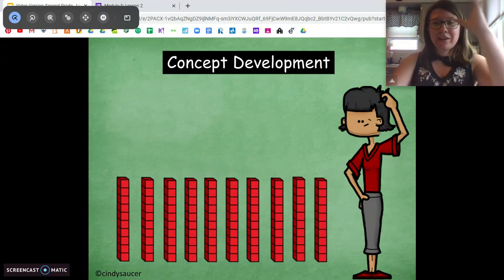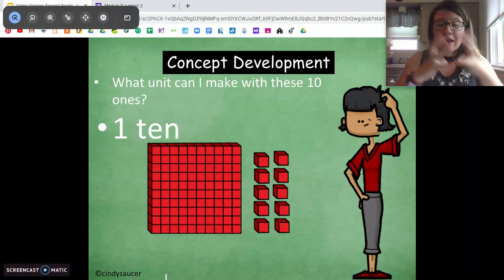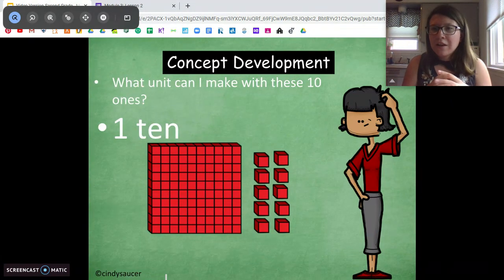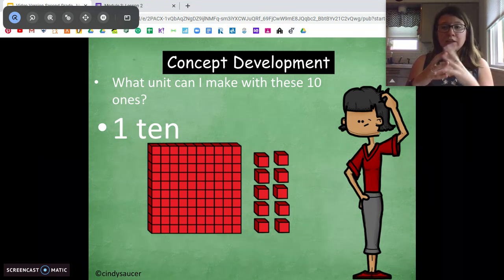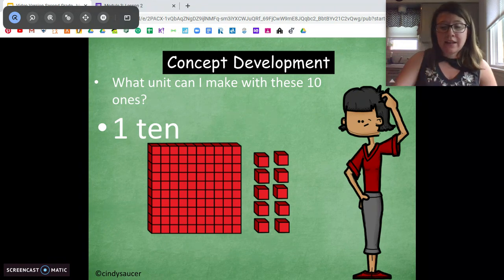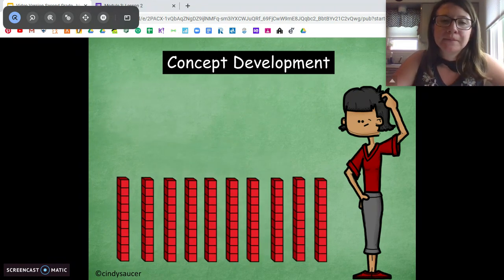10, very good. We can turn that into a 10 stick. When you have 10 ones, or when you have 10 tens, or when you have 10 hundreds, turn it into that next unit. So 10 ones is going to turn into a 10. Okay, we're going to change that into that unit just to make it easier for your brain.